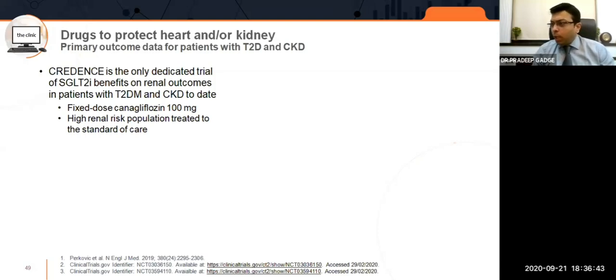Just a few days back, on 30th of August, one more study was released. That is the DAPA-CKD, and even dapagliflozin has been shown to have some similar sort of benefits in patients.